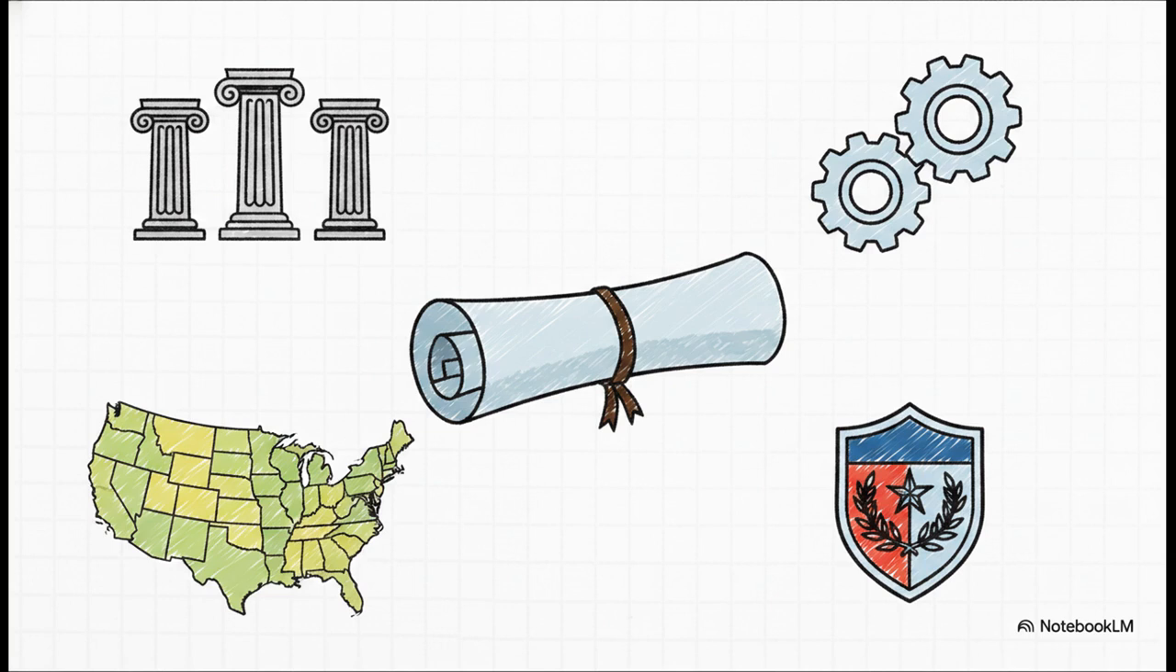They used federalism to share power vertically between national and state governments. And finally, they added the Bill of Rights to protect individual liberties. And why this matters? Because this isn't just ancient history. It's the exact same blueprint running our country right now today.